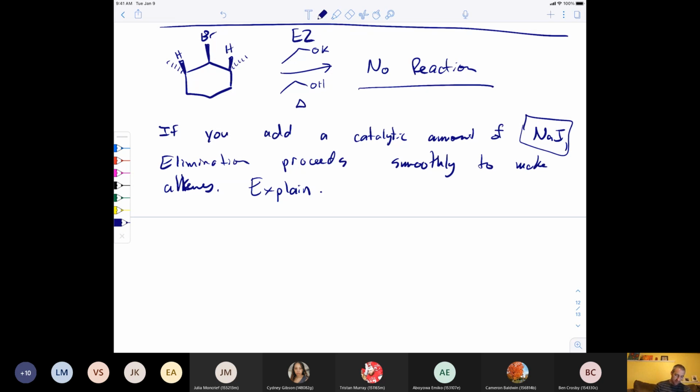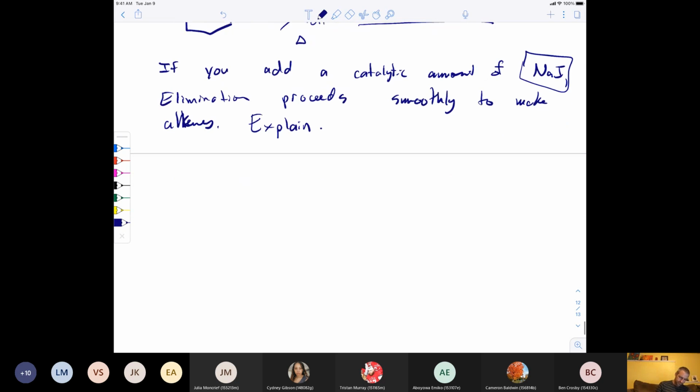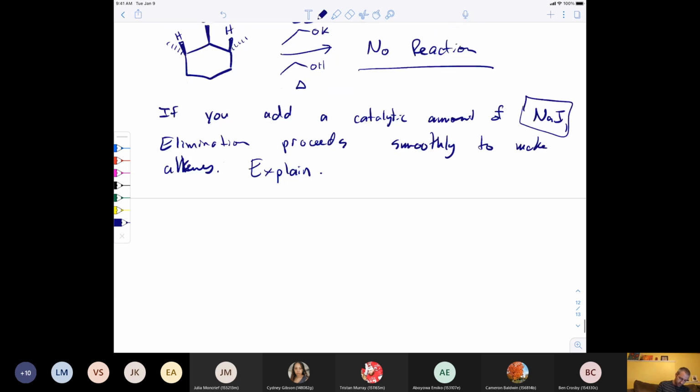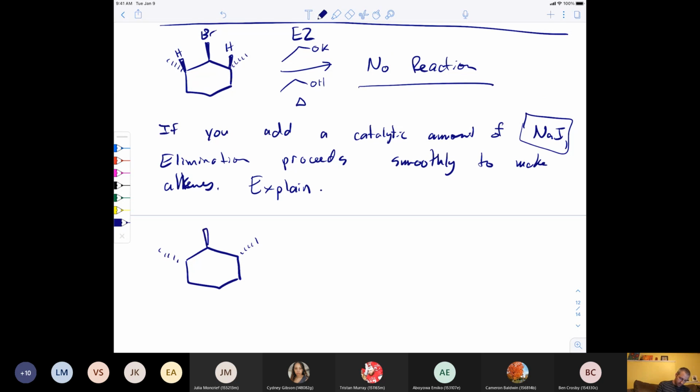Well, what will sodium iodide do? Okay, if you have, I'll redraw it out here. You have iodide. Sodium iodide you should think of as Na plus somewhere up there, and we have iodide down here. Iodide is a strong nucleophile, and we have a secondary alkyl halide. Under those conditions, we expect SN2. There's no reason at all why this can't do an SN2.